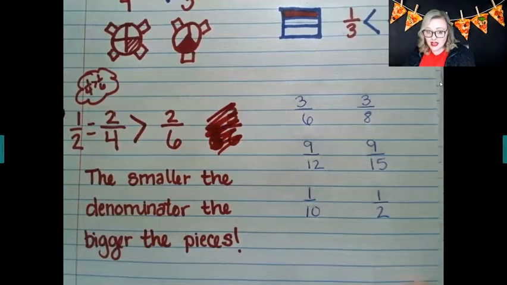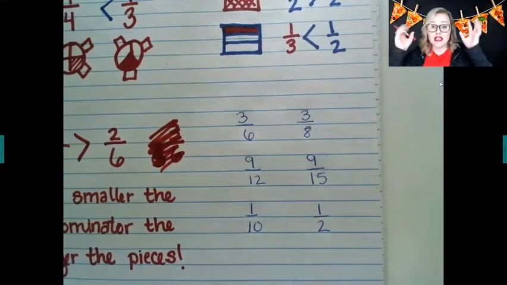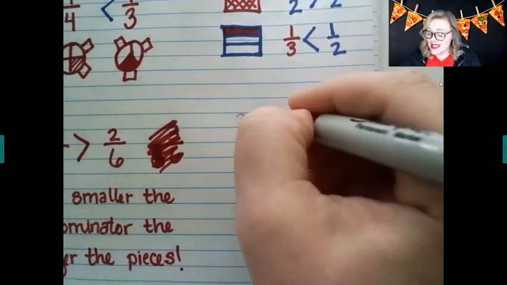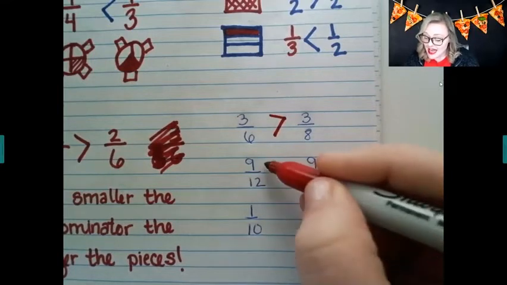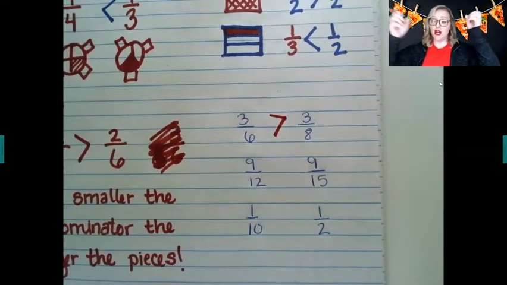We're going to go over here to these fractions. Now, all of these numerators are the same. So we're going to pick the fraction that has the smallest denominator because it's going to have the largest pieces. So 3/6 or 3/8. So 3/6 is larger. Good. And now we're going to do this one. 9/12 or 9/15, which is greater? Now, if you remember, the smaller the denominator, the bigger the pieces.